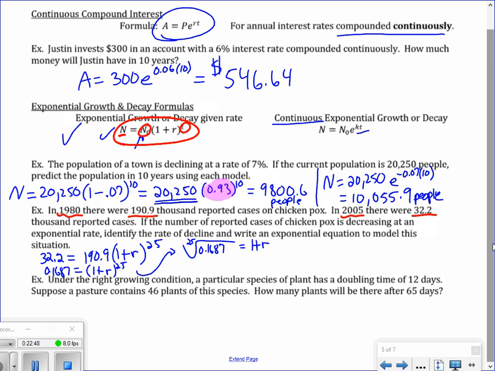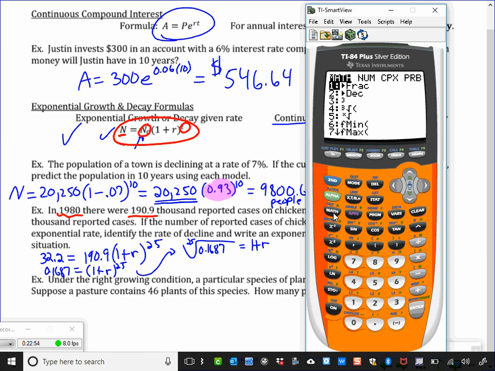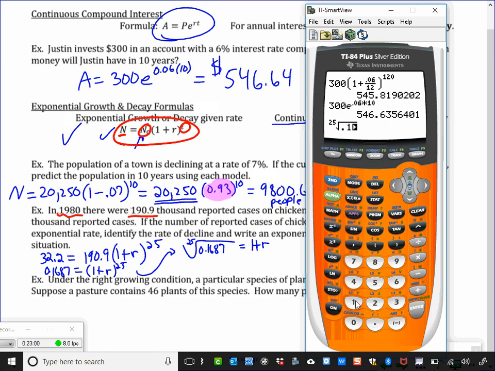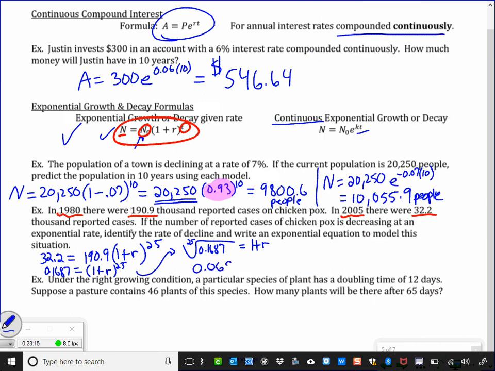So let's go to a calculator, because that's a little bit weird. For the 25th root, you press your math button and go to number 5. I usually put 25 up there, and I got 0.1687. Then I'm just going to subtract 1 to keep it all nice and clean. So 0.0687, so 0.069, let's say. So 0.069 equals R.